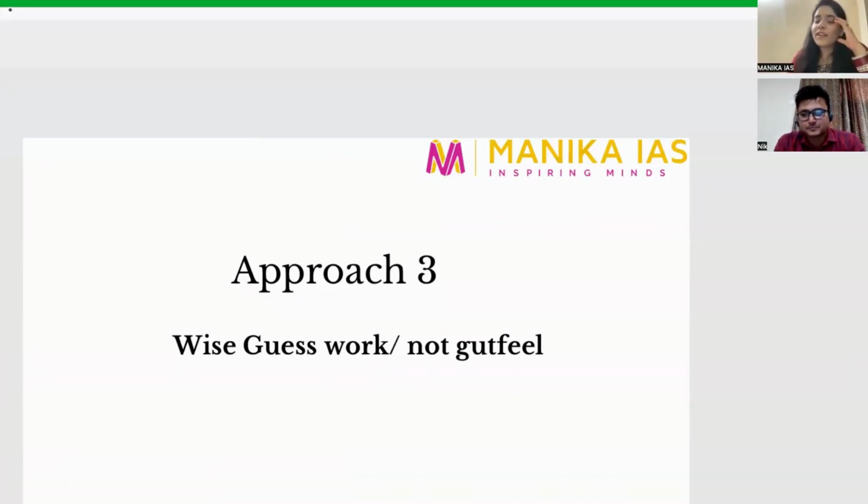But don't go by your gut feel, like, okay, I think this should be correct. No, these things won't work. Either it has to be somewhere in your subconscious mind, like, okay, I had read this, I think this is correct, I had read about this. Then go with your gut feel or your subconscious mind.